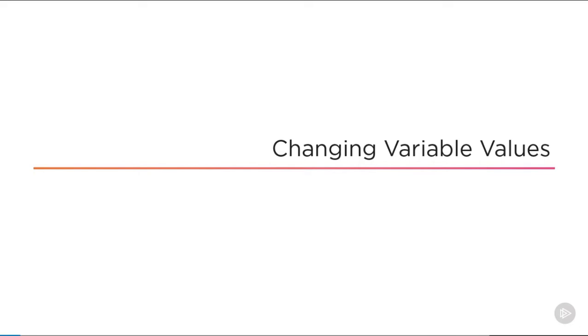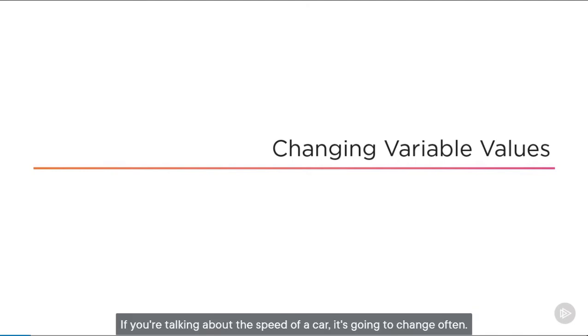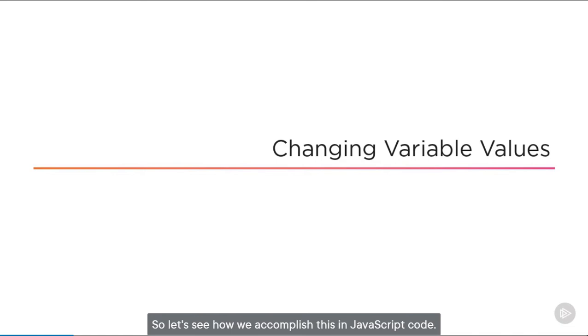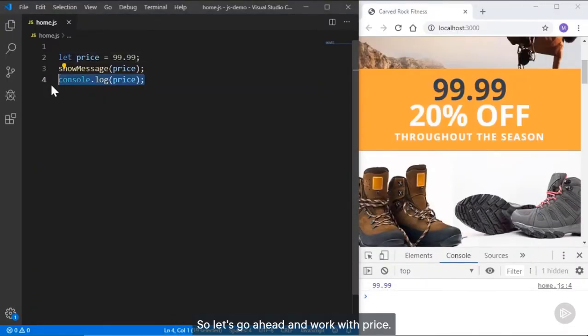Let's take a look at changing variable values. A variable changes over time. If you're talking about the speed of a car, it's going to change often. If you're talking about a score in a game, that's going to change often as well. So let's see how we accomplish this in JavaScript code.